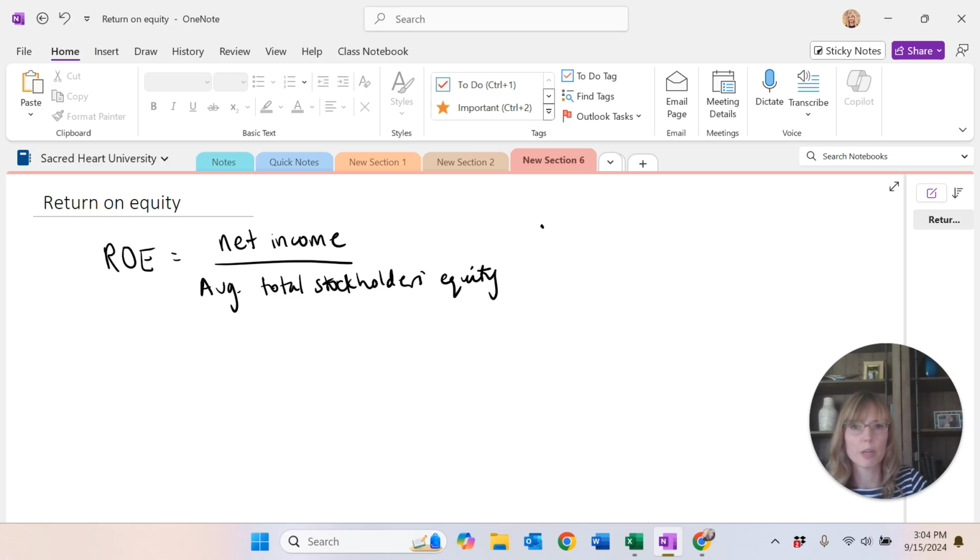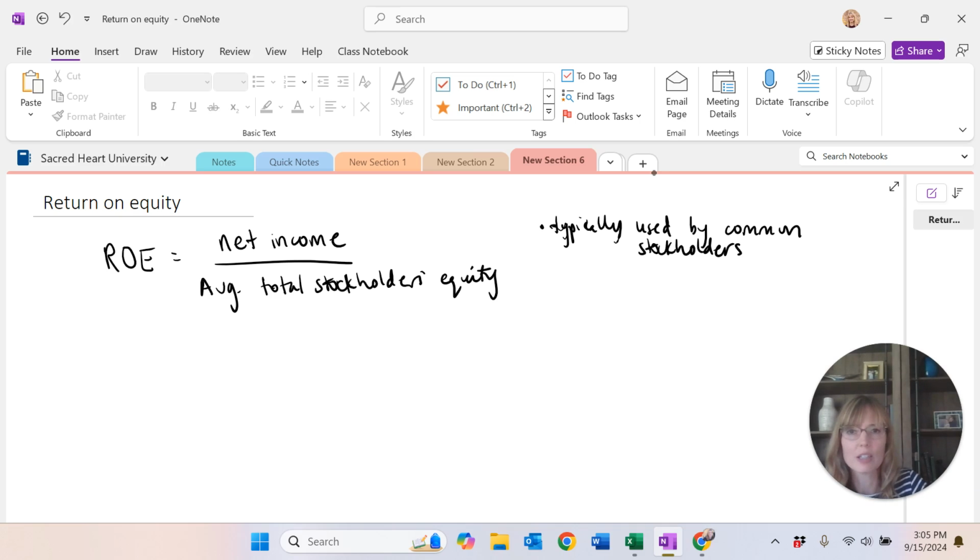Now, this is typically used by the common stockholders, whereas anyone might be interested in return on assets, ROA. The common stockholders are the ones that are looking at ROE because they're saying, how much income was generated by my investment? Remember that the common stockholders are the ultimate owners of the company. They want to measure the efficiency or the effectiveness of their investment. And what is that investment? What do they want it to do? They want it to generate net income.